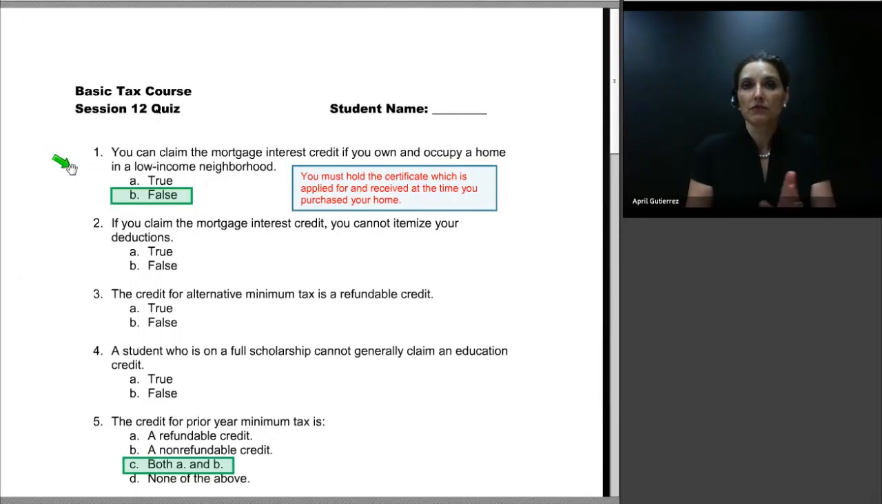If you go through all of that process, apply for the mortgage interest credit certificate and receive it, then you can qualify for the credit. So to say that you can claim the credit if you are in a low-income neighborhood, that is simply a false statement. You must hold the certificate which is applied for at the time you purchase your home.